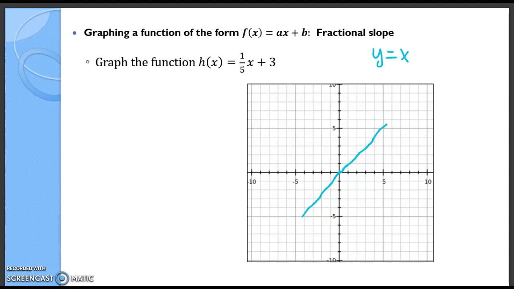Now if we wanted to use transformations, we would know that we're going to go up 3, 1, 2, 3, and then each of these points, so this point at 1, 1 is going to kind of get stretched out and go to 1, 2, 3, 5. So now we're kind of more stretched and have a smaller slope. Remember, with lines, all you need is 2 points and then you can connect them. So that is graphing a function of the form f of x equals ax plus b.